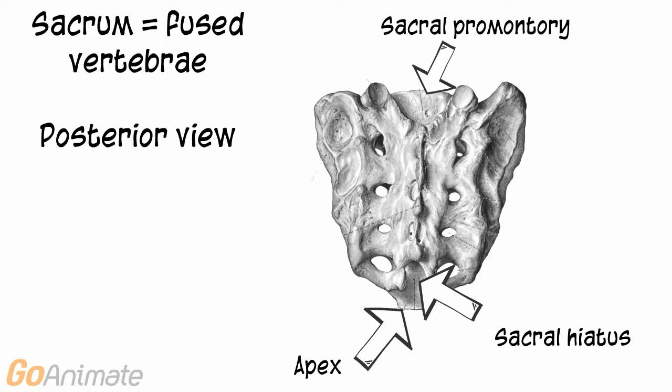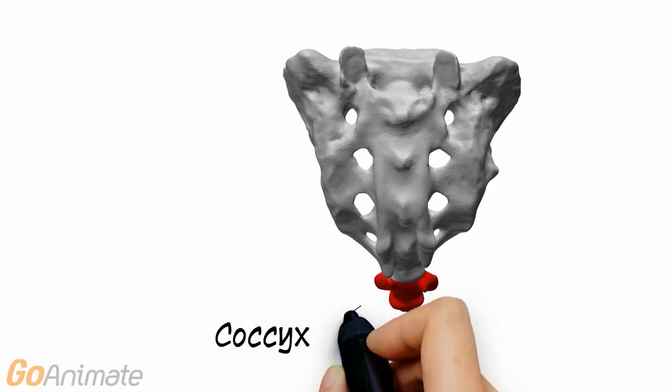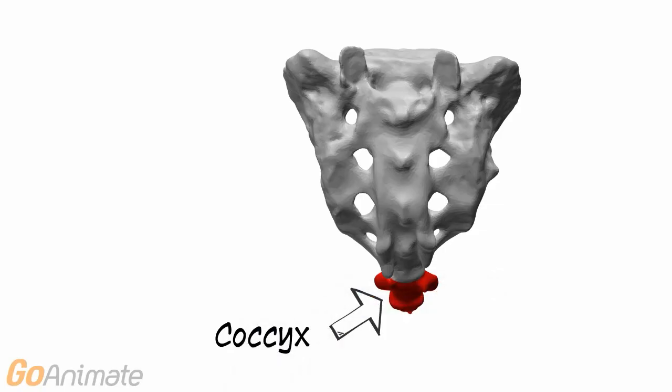The bottom is the apex. This hollow area is called the sacral hiatus. At the lower tip of the sacrum is a small bone called the coccyx.